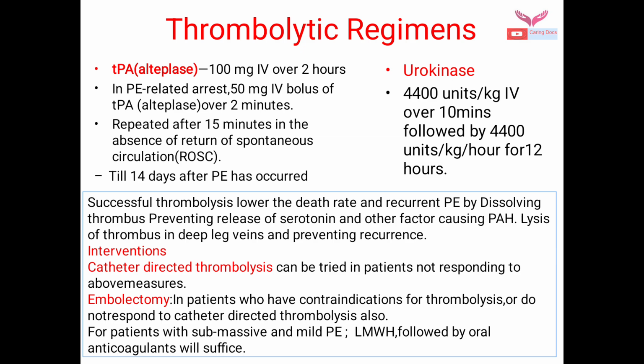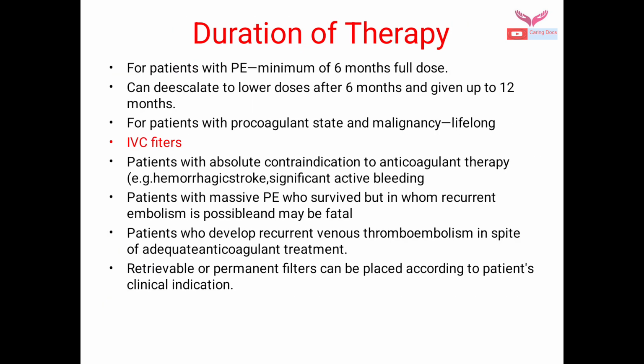Catheter-directed thrombolysis can be tried in a patient not responding to the above measures. Embolectomy is for patients who have contraindication for thrombolysis or do not respond to catheter-directed thrombolysis. For patients with submassive and mild pulmonary embolism, low molecular weight heparin followed by oral anticoagulants will suffice. So the duration of therapy for patients with pulmonary embolism is a minimum of 6 months at full dose.